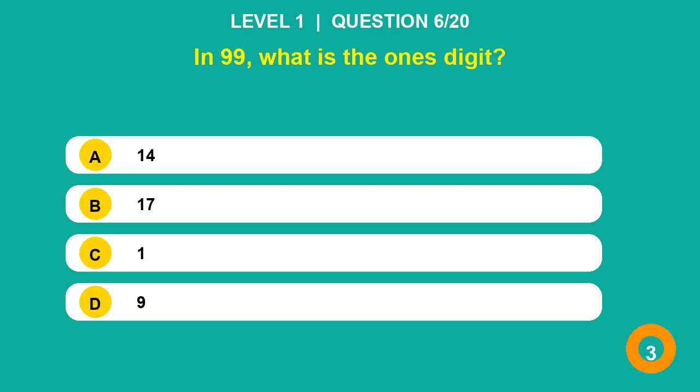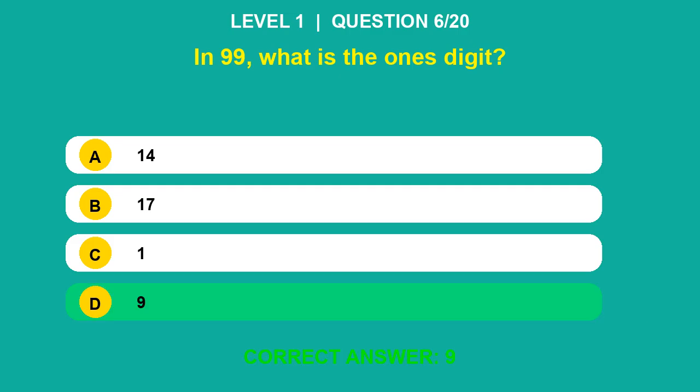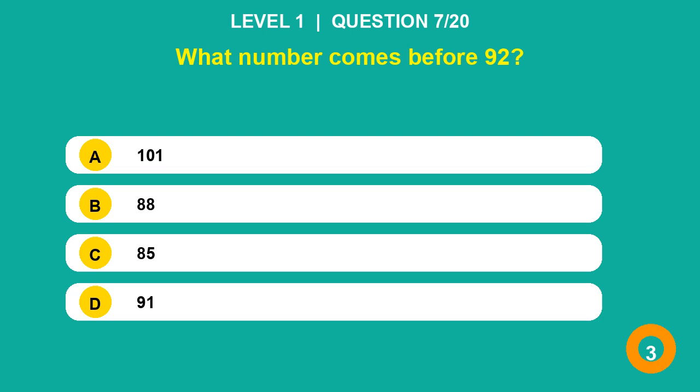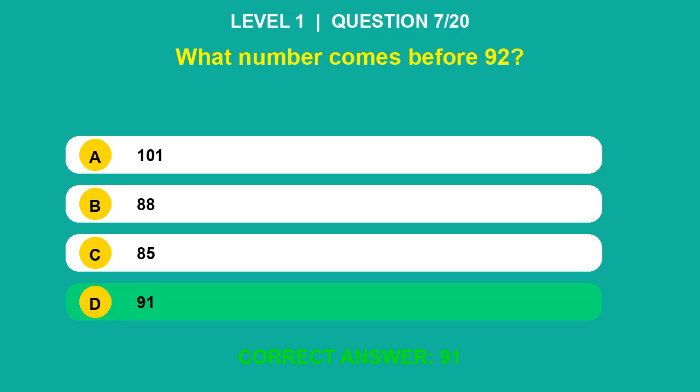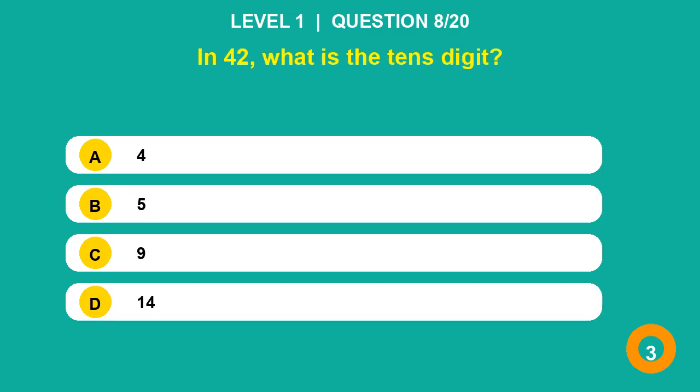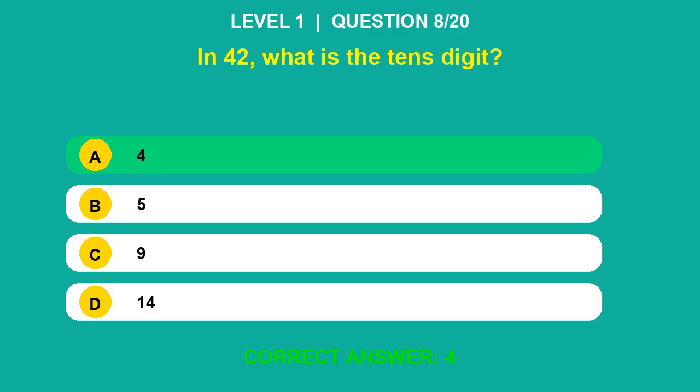In 99, what is the ones digit? Answer is 9. What number comes before 92? Answer is 91. In 42, what is the tens digit? Answer is 4.